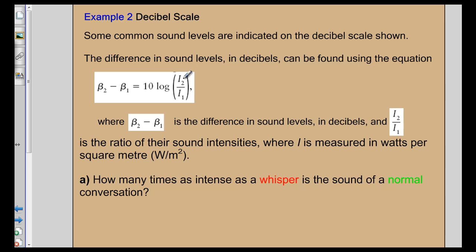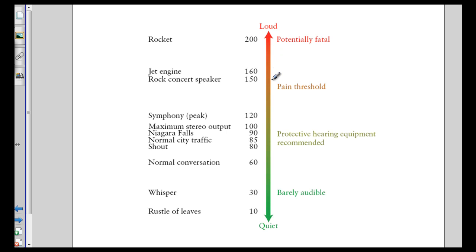10 multiplied by the log of the intensity. So this is the ratio of the intensity. Now, I want you to simplify this and really just think of this formula as 10 log intensity, even though it is I2 over I1. There will be a few scenarios where you have to use I2 over I1, but if you're asked to solve the relative intensity, you're really just solving for I. So let's take a look at an example here, and then we'll talk about the units as well. How many times as intense as a whisper is the sound of a normal conversation? Well, in these questions, you will be given the actual decibels, or you'll be given a scale.